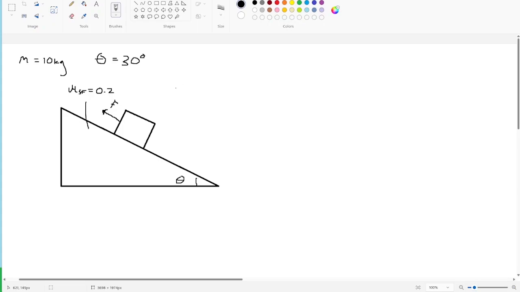Let's say 30 degrees. Okay, so in this case, I want you to derive what value of F is needed to overcome the force of static friction. Pause the video and see if you can find an answer.